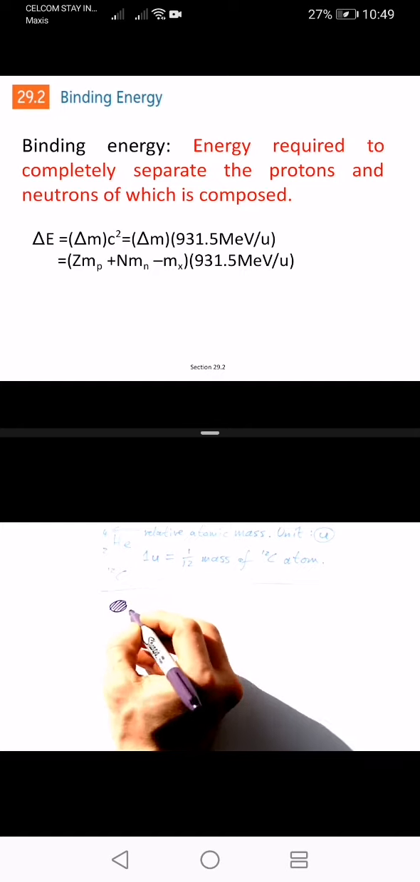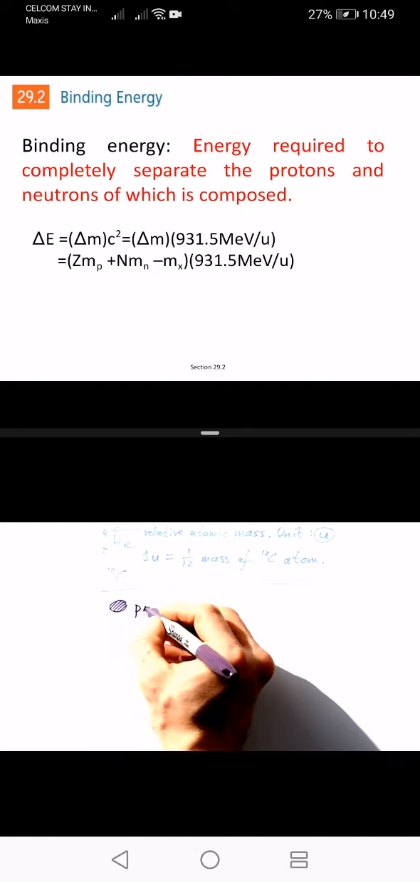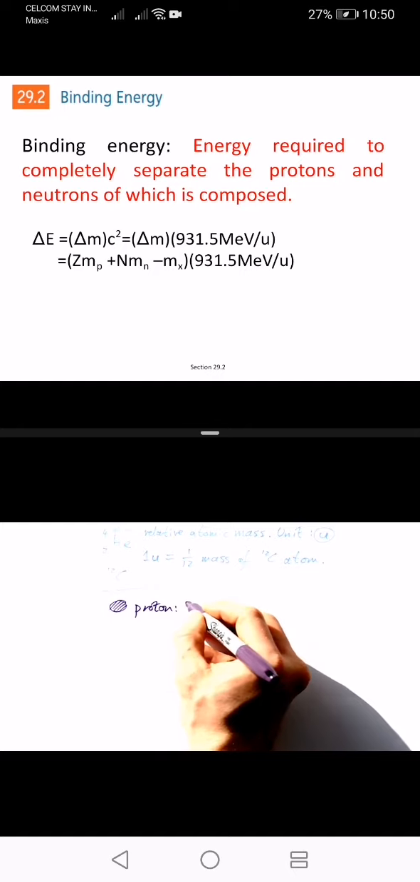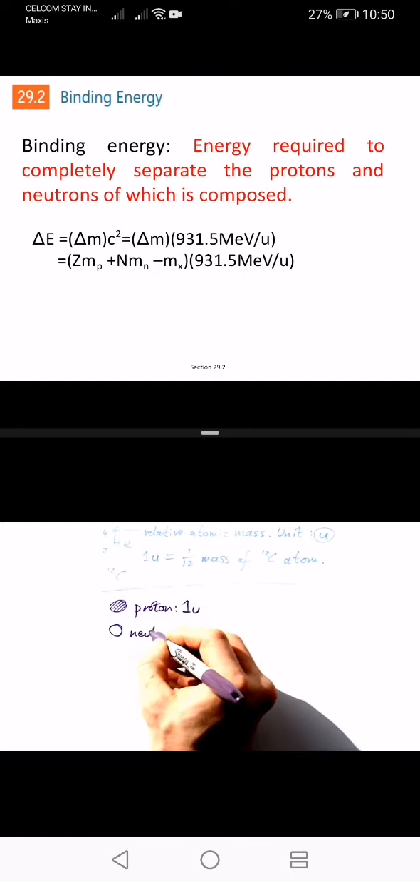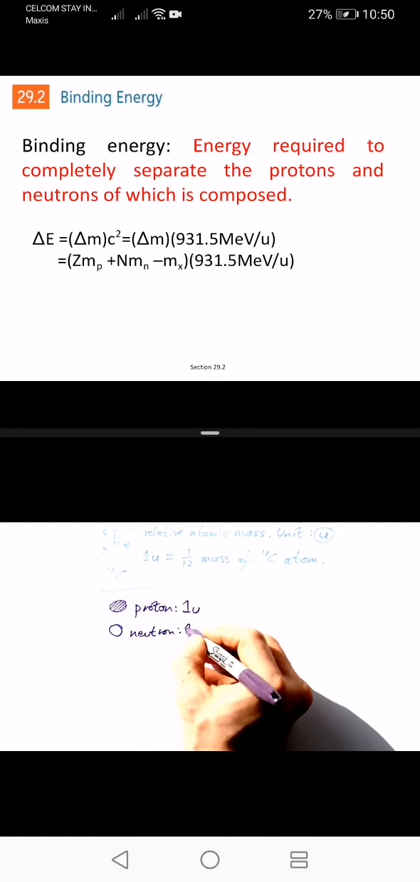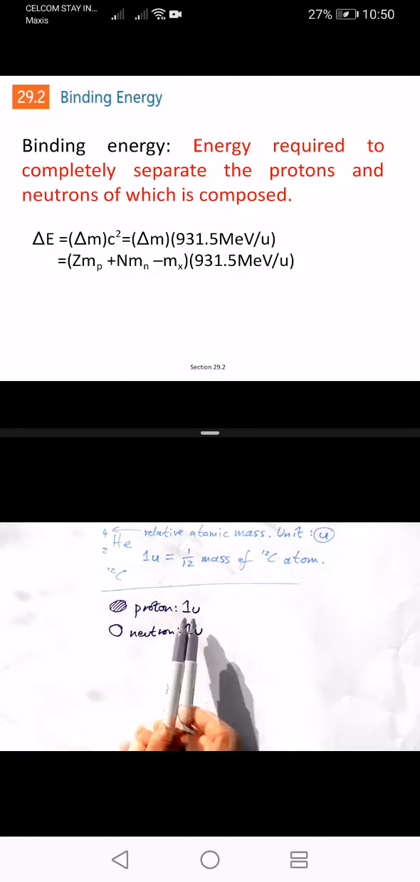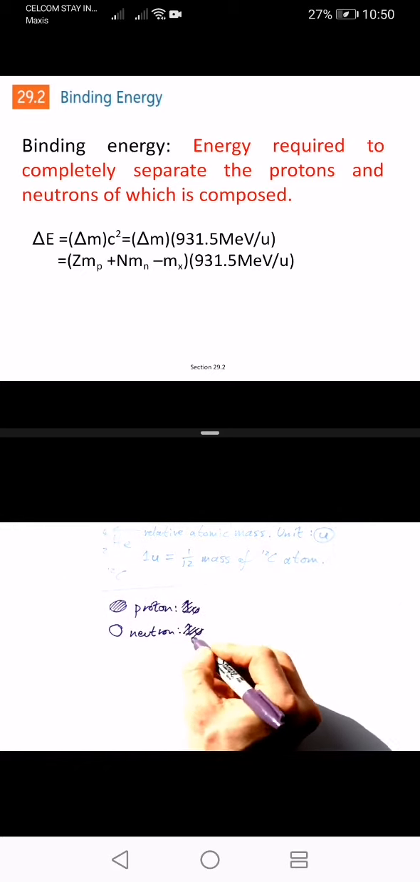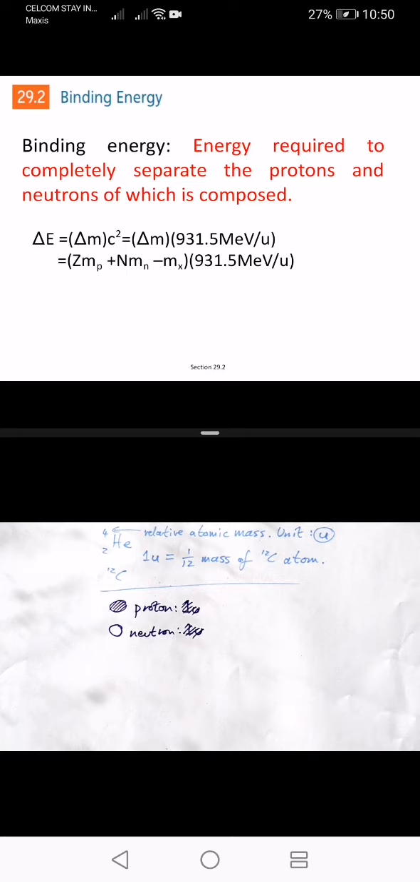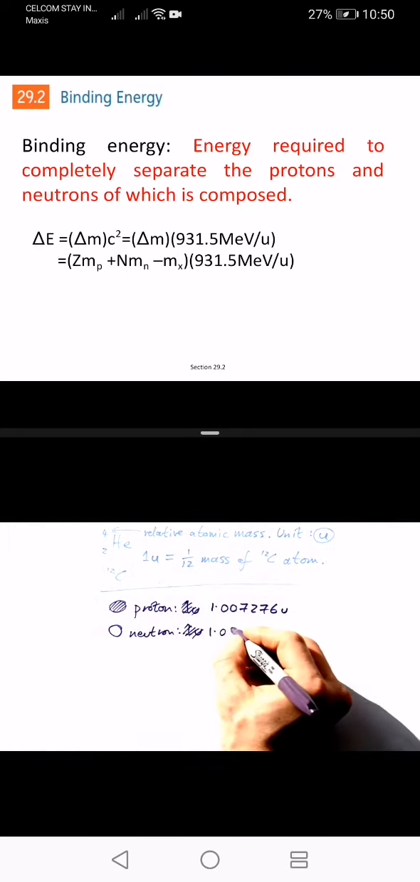That must mean that we say that the mass of one proton is 1 U. 1 neutron is also 1 U. But in reality, these numbers aren't quite right. They're very, very close to 1, but if we actually measure them to a very high degree of accuracy, we find the masses to be 1.007276 U, and the neutron is actually even slightly heavier.